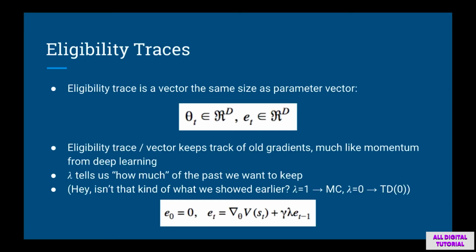To implement TD Lambda, we need to introduce the idea of the eligibility trace. The eligibility trace is a vector the same size as our parameter vector theta. Essentially, it keeps track of our old gradients much like momentum in deep learning. We define the first eligibility trace as 0, and then every subsequent eligibility vector will be the current gradient plus a fraction of the old eligibility vector. This fraction is just gamma times lambda. Basically, lambda just tells us how much of the past we want to take into account.